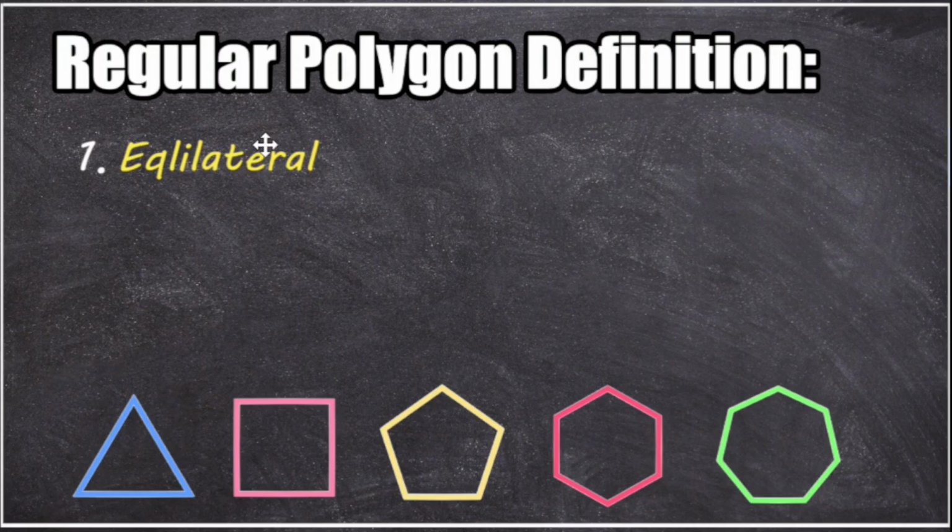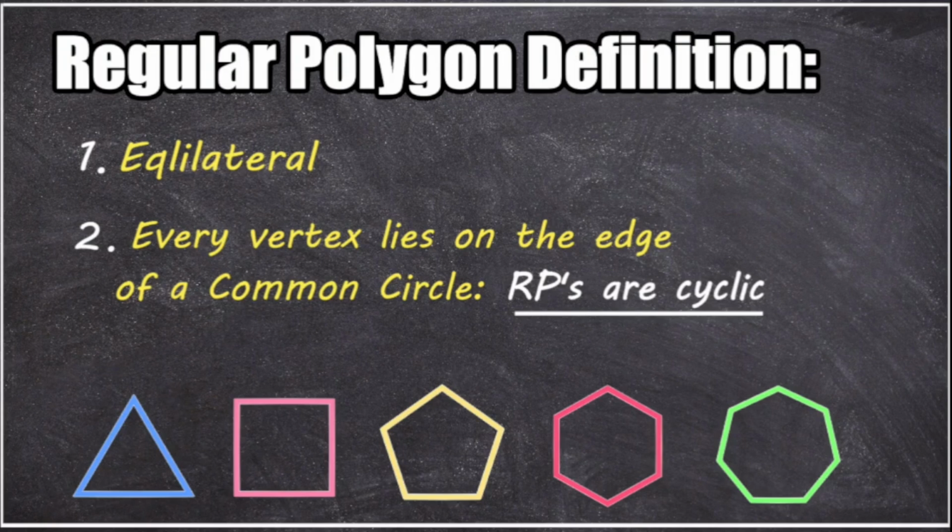That is that the regular polygon is equilateral, meaning all of the sides of the polygon are exactly the same length. But the other property is one I think is less well known, and that is that in a regular polygon, every vertex lies on the edge of a common circle. By a vertex, we mean any of the corners of the polygon. And what the second property means is that if you have a circle of a specific size and you place a regular polygon inside that circle, each corner will lie on the edge of the circle.